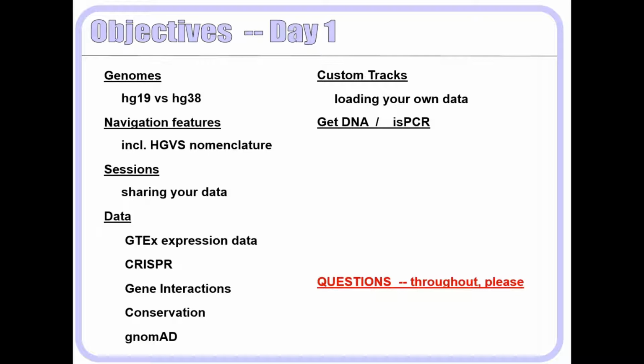And I'll also show you how to get DNA for a particular region. You can download the actual DNA in a FASTA file, just a bunch of G's, A's, T's, and C's. And then we'll also use it as input to do a little ISPCR.